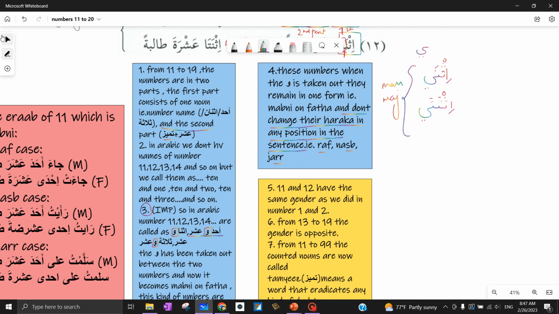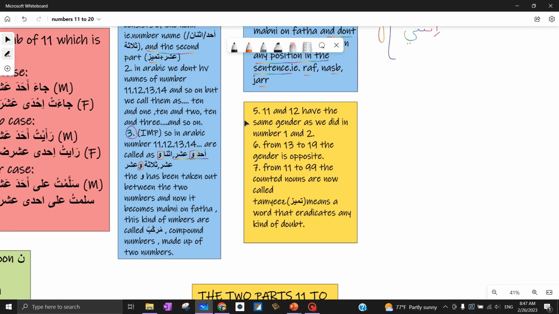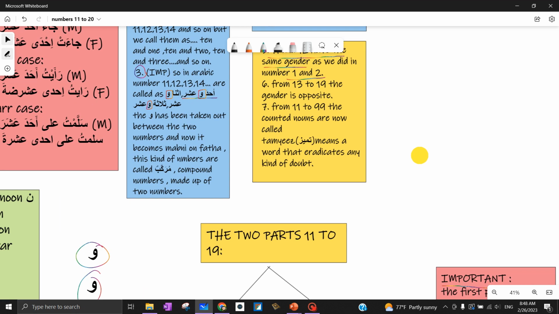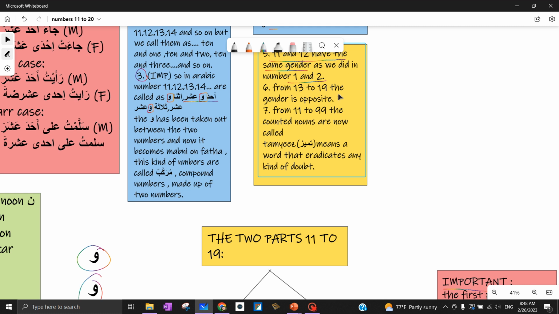So let's check the other points. 11 and 12 have the same gender. This is very important, please. 11 and 12 have the same gender as we did in numbers 1 and 2. From 13 to 19, the gender is opposite, as I was speaking about in the example here. If you don't remember, I'll just show you. Here we were speaking about the opposite gender, and it should be thalasa because it's my typing mistake. So this is what I was speaking about here. From 13 to 19, the gender is opposite.